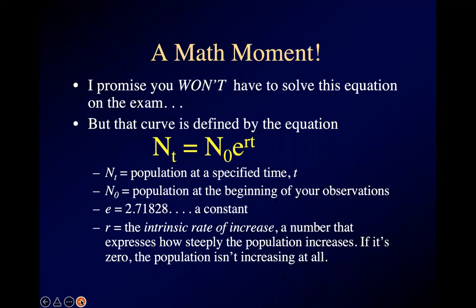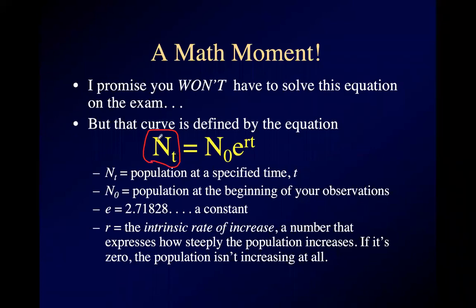Little bit of a math moment. I'm not going to make you memorize this equation. You are never going to have to solve it on the exam. I just want to show you what this looks like. That exponential curve that I show you is defined by this equation called the logistic equation. N sub t right there, that is what the population is at time t. So what is the population going to be 2 years from when we start looking at it, or 5 years, or 6 months, or whatever it is?